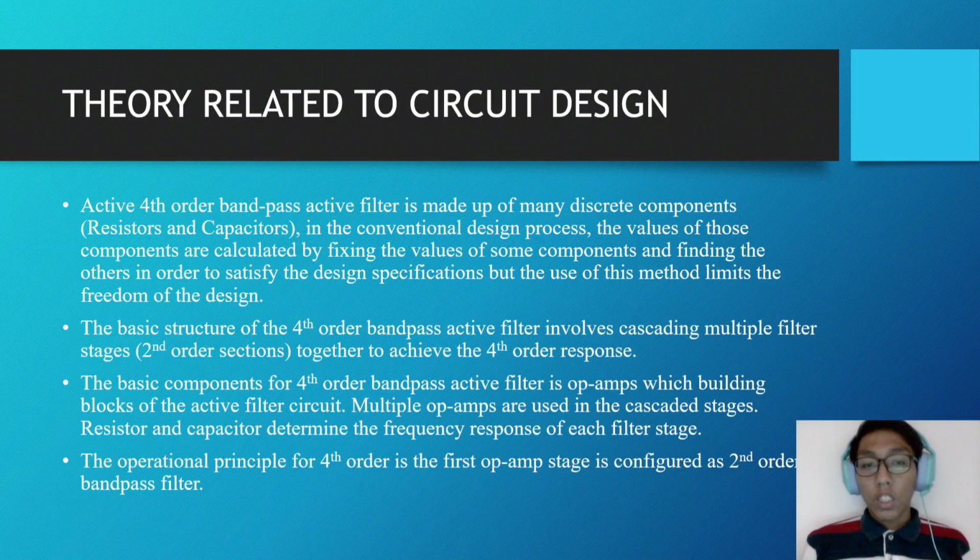The basic structure of the fourth order band pass active filter involves cascading multiple filter stages, called second order sections, together to achieve the fourth order response. The basic component is the op-amp, the building block of the active filter circuit. Multiple op-amps are used in the cascaded stages. Resistors and capacitors determine the frequency response of each filter stage. The operational principle for fourth order is that the first op-amp stage is configured as a second order band pass filter.